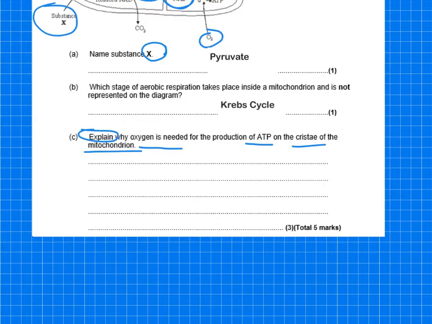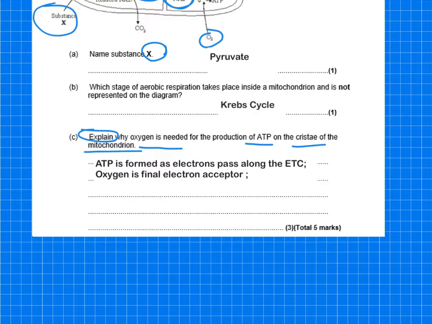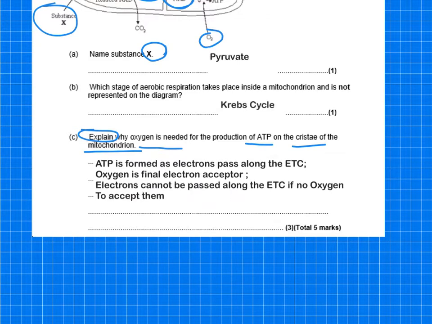So the first thing to think about is the production of ATP. ATP is formed as electrons pass along the electron transport chain. And if you think about it, at the end of the transport chain, oxygen is what we call a terminal electron acceptor. And so for the final mark, you've got to say that if oxygen wasn't present, then electrons cannot be passed along the ETC if there is no oxygen to accept them. So that will explain why oxygen is needed for the production of ATP on the cristae of the mitochondrion.